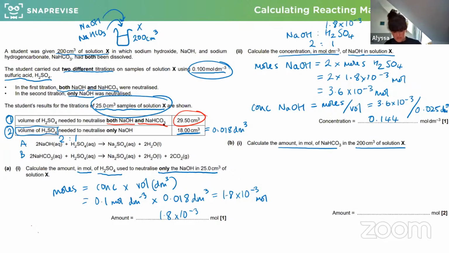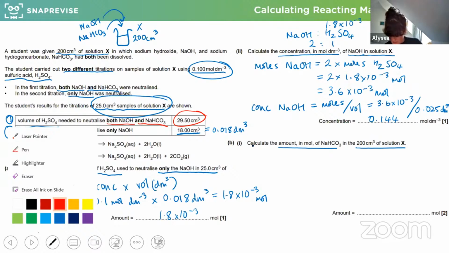What volume of sulfuric acid is needed to neutralize just the sodium hydrogen carbonate? We were told specifically that 18 centimeters cubed. Very nice, brilliant, both of you, fantastic. Titration 2 is just sodium hydroxide. Titration 1 is both of them. So we can work out the difference. It tells us how much sodium hydrogen carbonate.